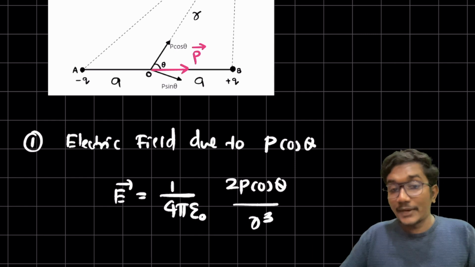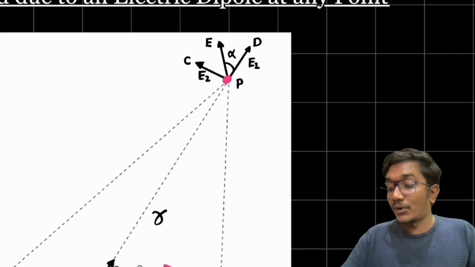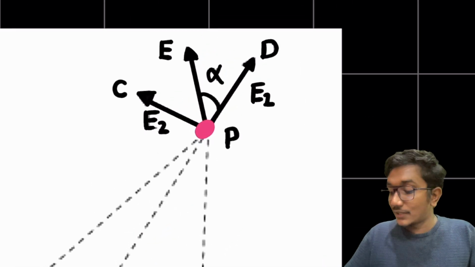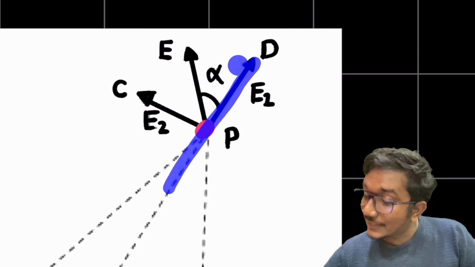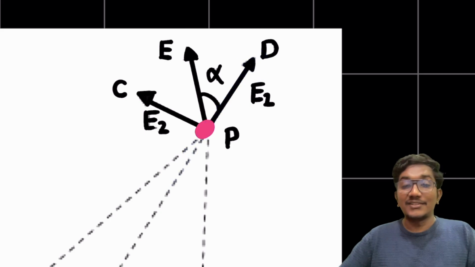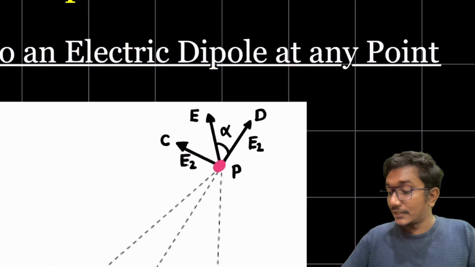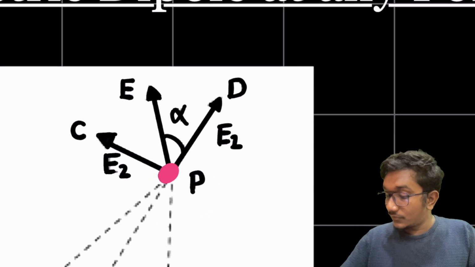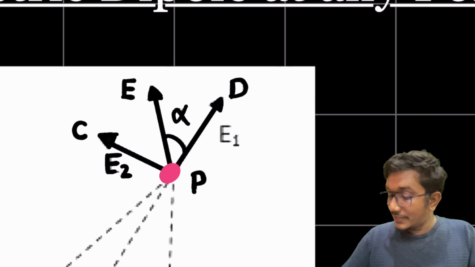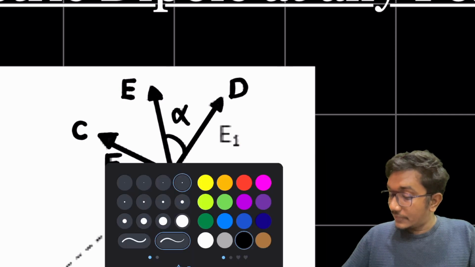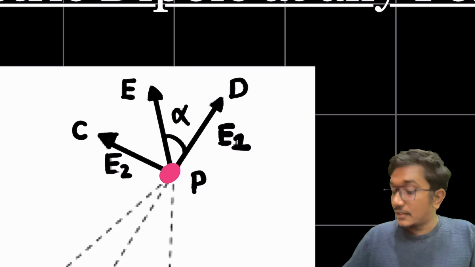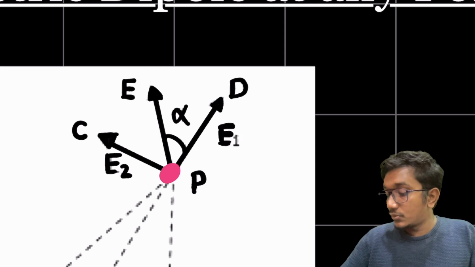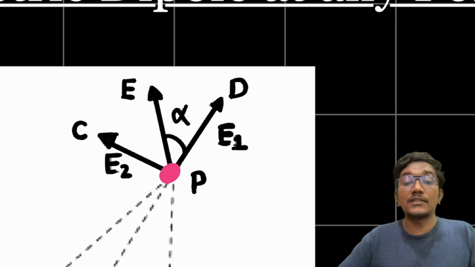So point number one is sorted. Now what is the direction? The direction also I want you to understand very clearly. You can see that the direction is along the direction of dipole moment. So be very particular about it. Here I just gave E2, it is supposed to be E1. So I'll be giving E1. This is E1. Okay, it was looking like E2. So just be particular, this is E1.